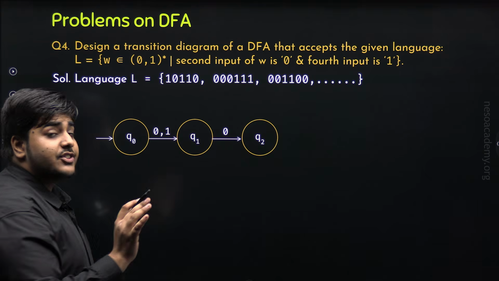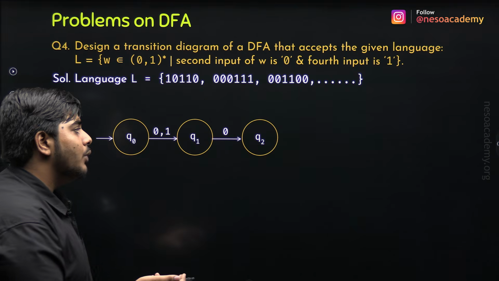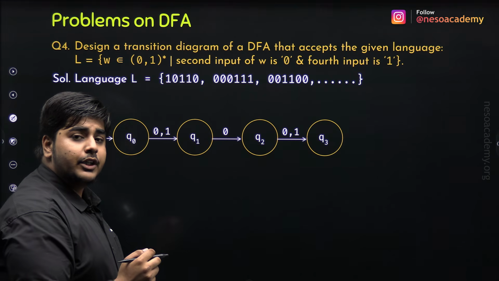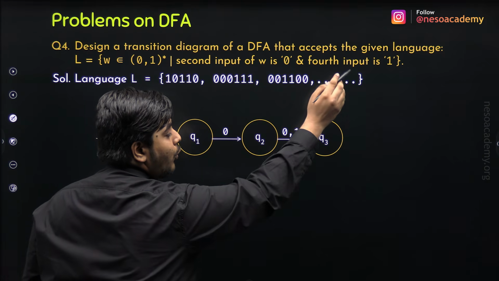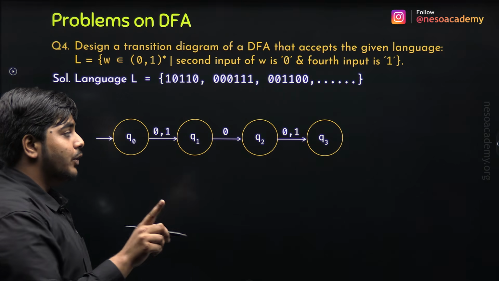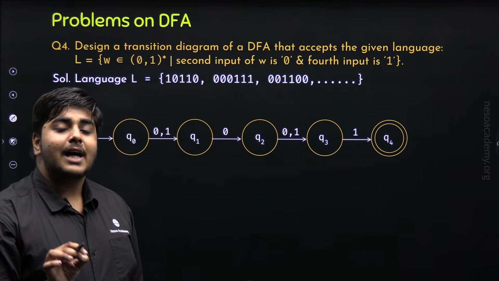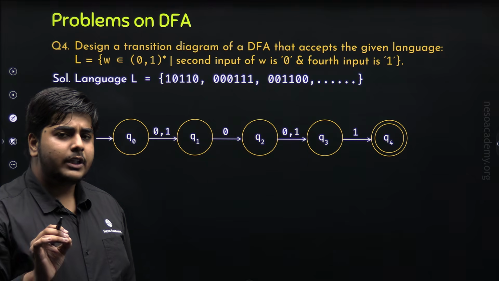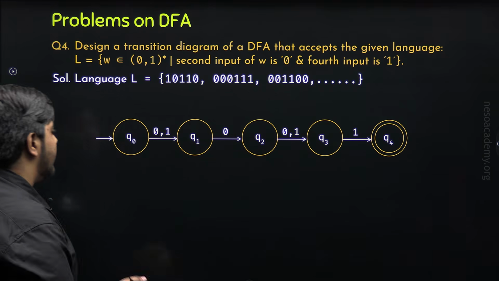Now again, there is no restriction on the third symbol. So the third symbol can also be either 0 or 1, and we will reach the state Q3. Again, there is a restriction on the fourth symbol, which should only be 1. So if I get 1 as the fourth symbol, then I will reach Q4, which is our accepting state. Now we will simply complete the transitions for all the states.